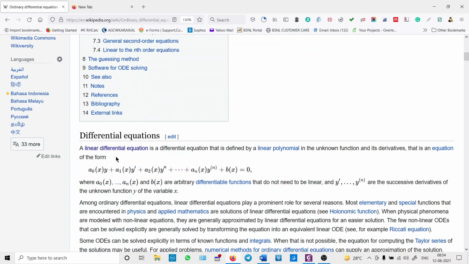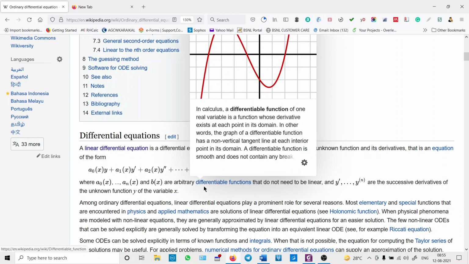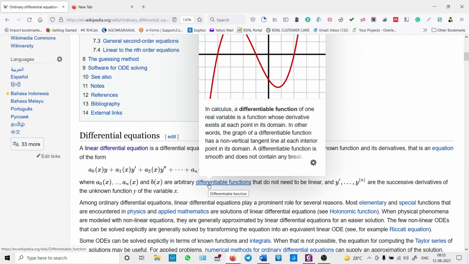Now what is a linear differential equation? A linear differential equation is a differential equation that is defined by a linear polynomial in the unknown function and its derivatives. That is, the equation will be of this form. This one we call a linear differential equation, where a naught of x, a1, a2 and so on till a n of x and b of x, these coefficients are all arbitrary differentiable functions.